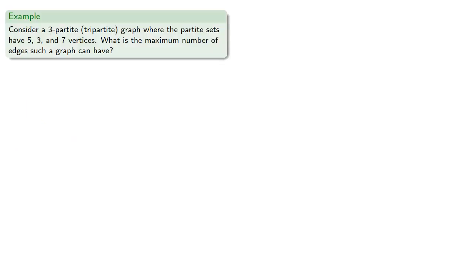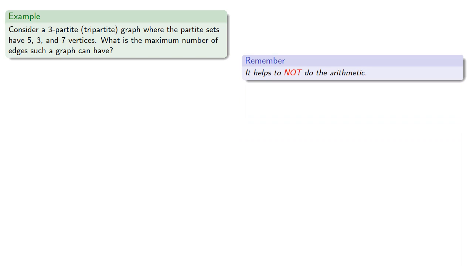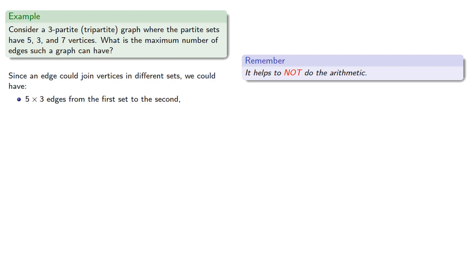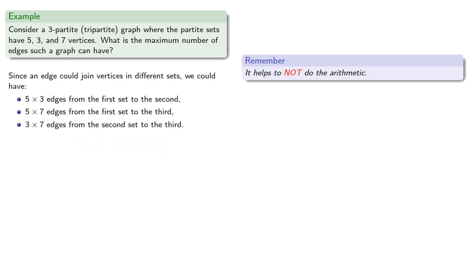So consider a tripartite graph where the partite sets have 5, 3, and 7 vertices. What's the maximum number of edges such a graph can have? Now, in higher mathematics, it often helps not to do the arithmetic. So let's think about that. Since an edge could join vertices in different sets, we could have 5 times 3 edges from the first set to the second, 5 times 7 edges from the first set to the third, and 3 times 7 edges from the second set to the third. And so there are edges.